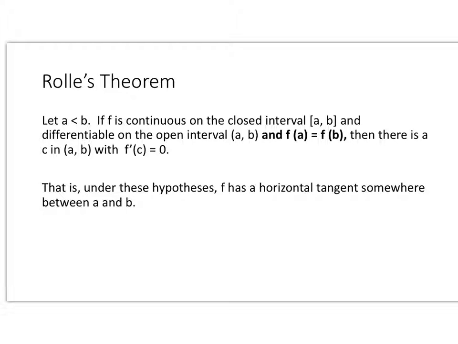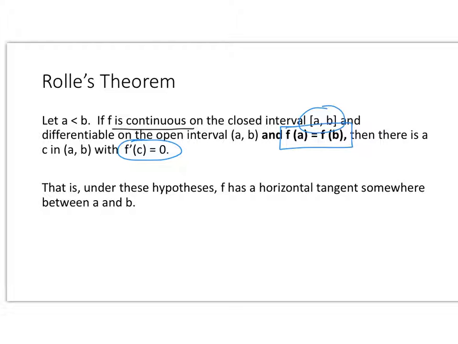F has to be continuous on a closed interval, A to B, so including A and including B, it's closed. And it's differentiable on the open interval A and B, so it doesn't necessarily have to be differentiable right at A and B. And the other catch is that f of A has to equal f of B. And if that's true, there is a C, some number between A and B, where the derivative equals 0.